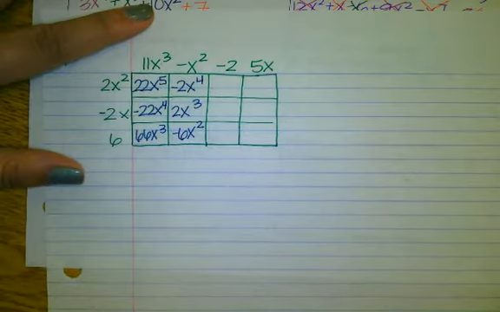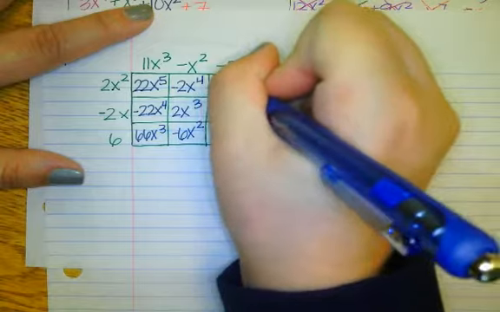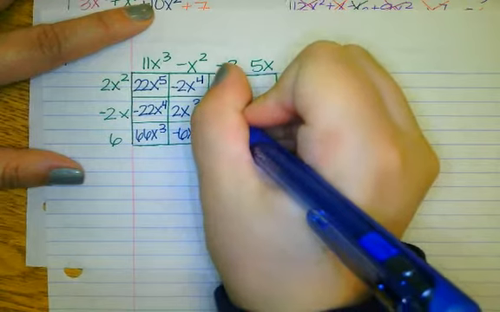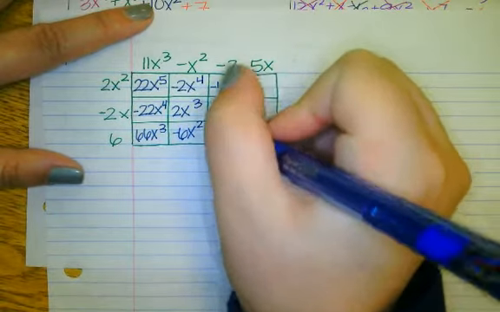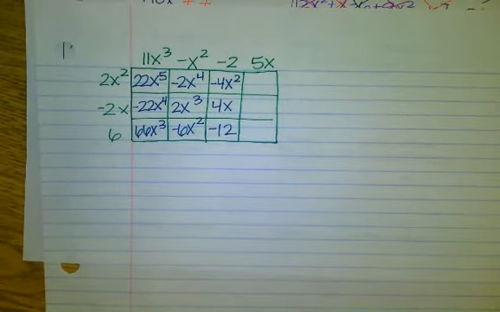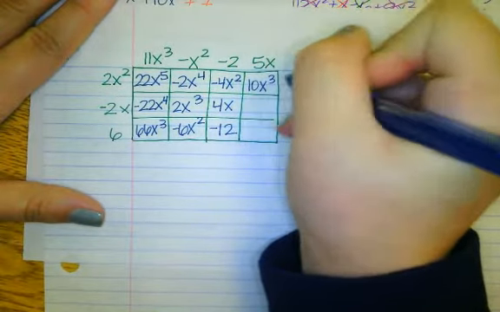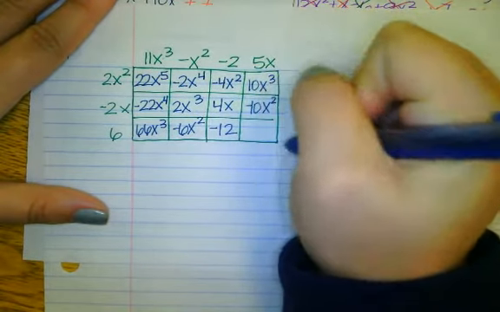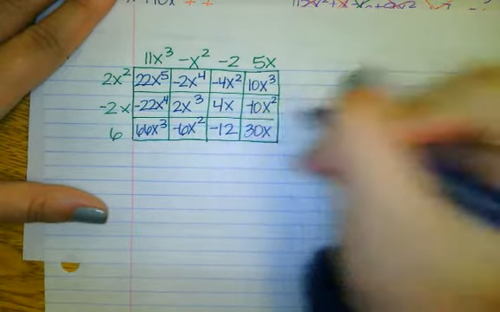Next column, 2x squared times negative 2. Very good. Negative 2x times negative 2. Not negative 4x. And negative 2 times 6. Last column, 5x times 2x squared. Awesome. 5x times negative 2x. I hope more people know these answers. 5x times 6.